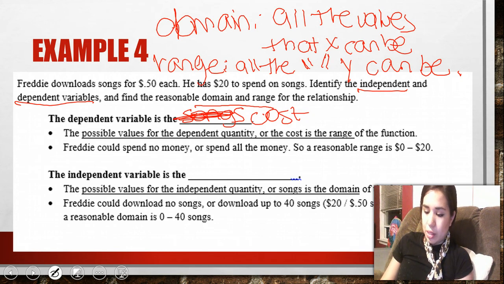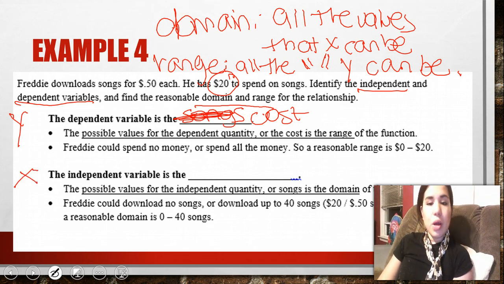And he only has $20 to spend, so they want us to give a reasonable range. Since the dependent variable is always your y and the independent is always your x, think about a reasonable range. So what are some values that he can spend? Well, since y is the cost, he can only spend up to $20. And obviously you can't spend negative money. So a reasonable range would be from $0 to $20.